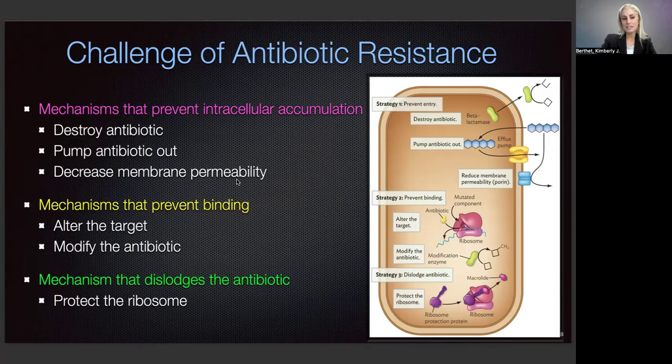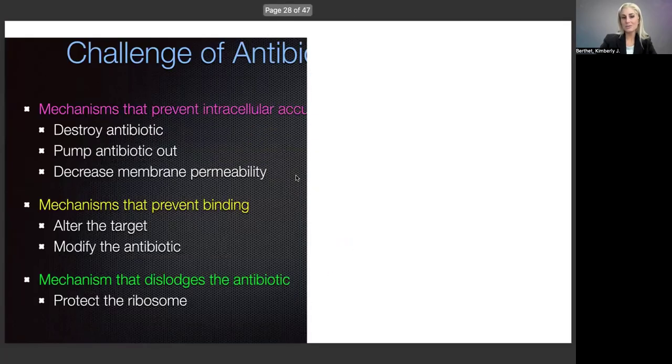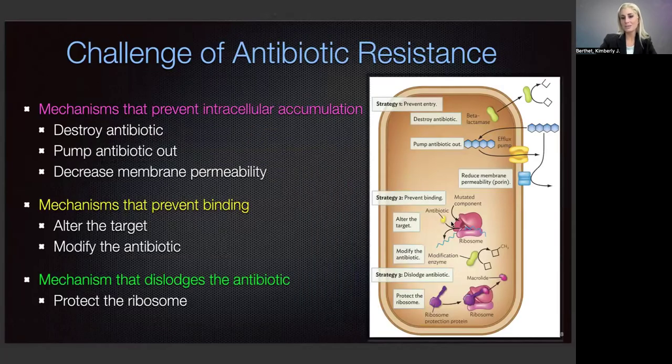Looking at preventing binding, so we could alter the site. So specifically looking at protein synthesis, we know that some of them are going to interact with the 50S subunit, some with the 30S subunit. Well, if we block the point where these antibiotics interact with the ribosome or with the process of translation, well, then the antibiotic no longer works. And that's what we see here. So we see a mutated version of the ribosome. Now the antibiotic has lost its binding site and can no longer be effective in preventing protein synthesis.